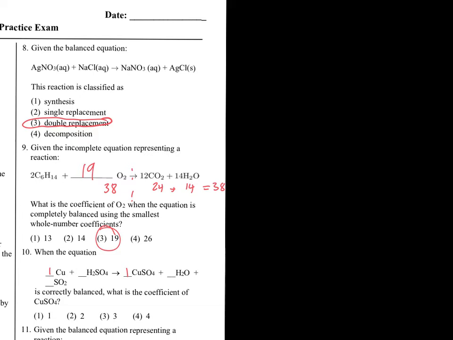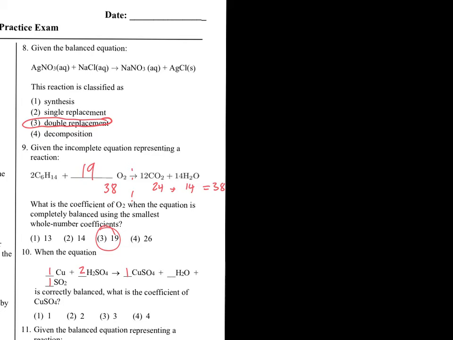Now looking on the right side, let's look at sulfur. Here we have 2 sulfurs on the right side, versus on the left side, we only have 1. So in order to match that, let's put a 2 right there.